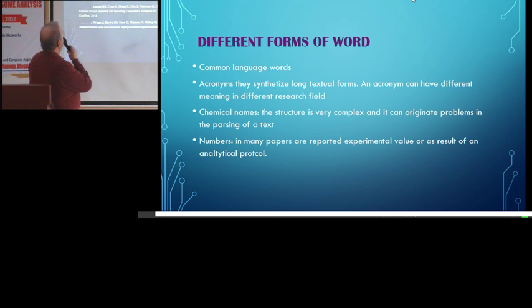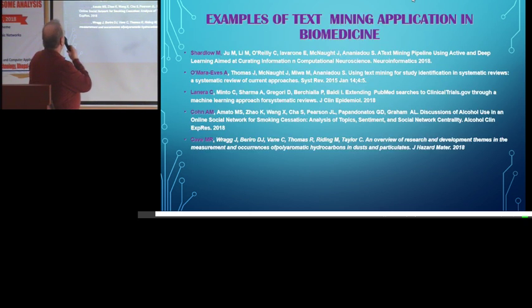Okay, examples of data mining applications in biomedicine. The first: the authors use active and deep learning to create information in computational neuroscience. What is the aim? I need to merge the information together and check the quality of the curation. We come back to the ontology, the same thing, the quality of information.